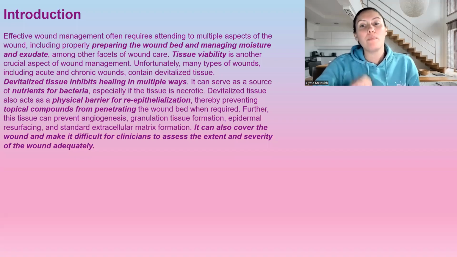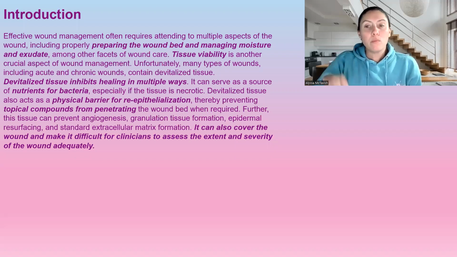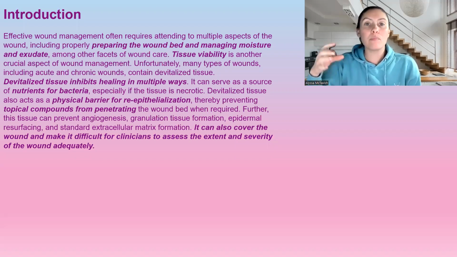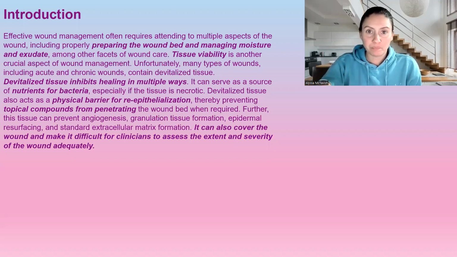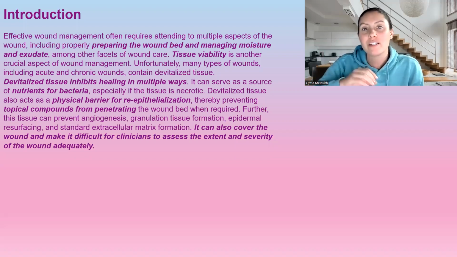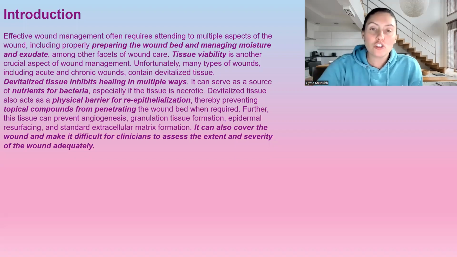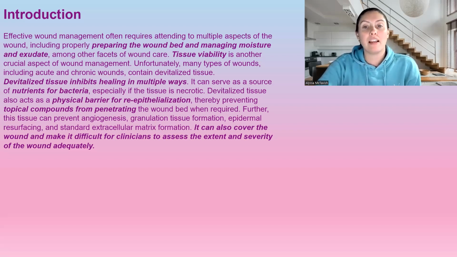So when we're talking about wound management, okay, it's super important that we are preparing the wound bed, managing moisture and exudate. But another big portion is: is that tissue viable? Okay, if the tissue is not viable, we need to get rid of it. So that's where debridement comes in. And there are so many different debridement methods that we can choose from. So really, there's something for everybody when it comes to a debridement method.